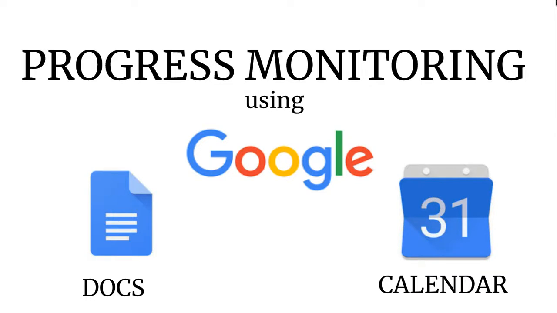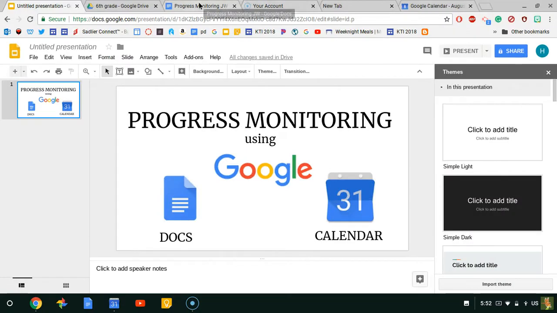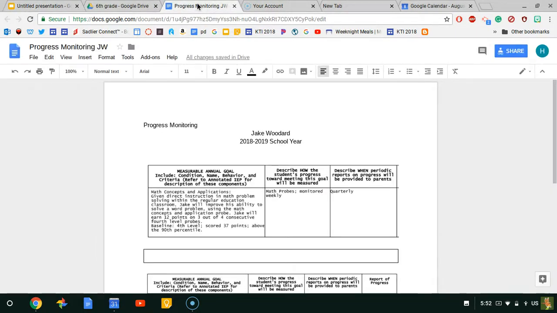So what I want to do right now is show you how to set that up, or at least the way that I would set that up. So the first thing I would do is create a progress monitoring document. I've actually used my son's IEP to create this progress monitoring document.